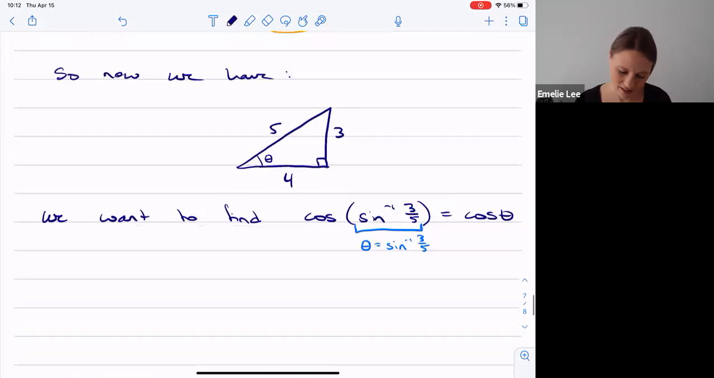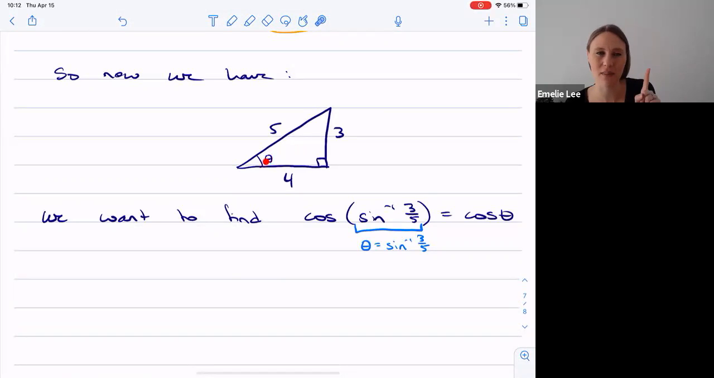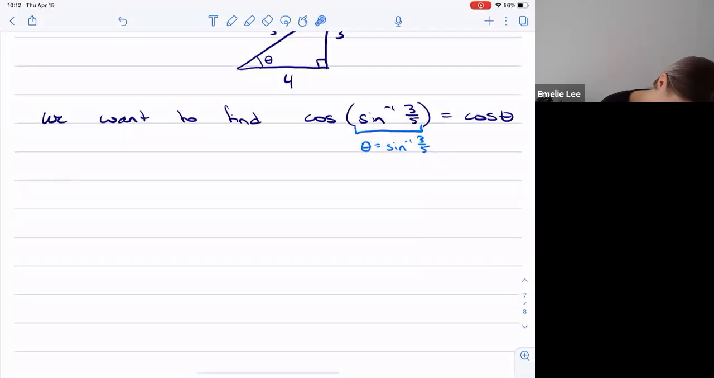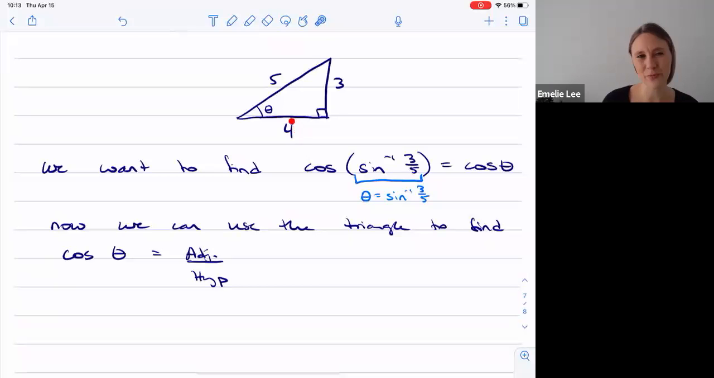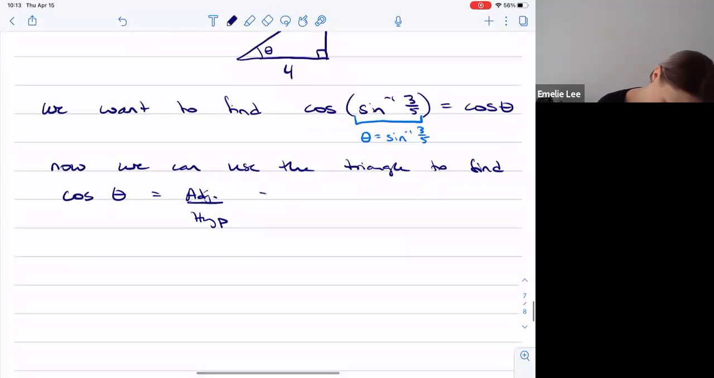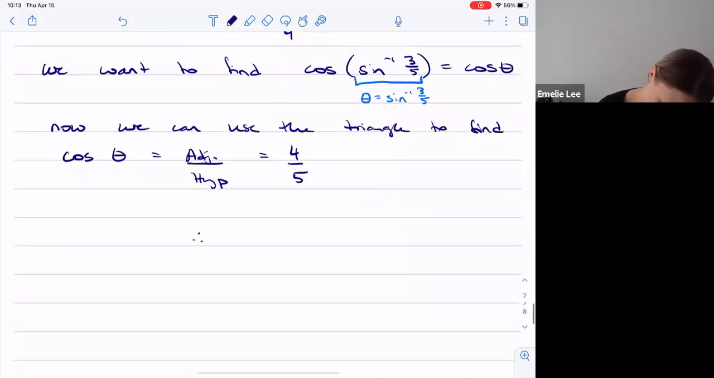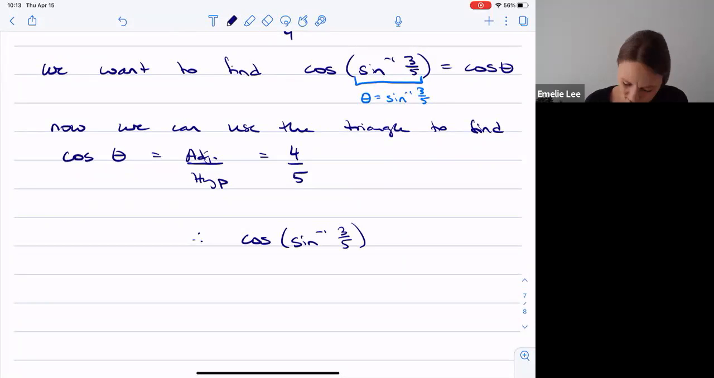And now, all of a sudden, because I have this triangle, notice that this is the same theta, right? So now, because I want to find the cosine of theta, the cosine from the triangle is the adjacent over the hypotenuse. Now we can use the triangle to find the cosine of theta, which is the adjacent over the hypotenuse, right? The adjacent now is 4, and the hypotenuse is still 5. Therefore, the cosine of sine inverse of 3 over 5, which is what we wanted to find, ultimately becomes 4 over 5. Whee!